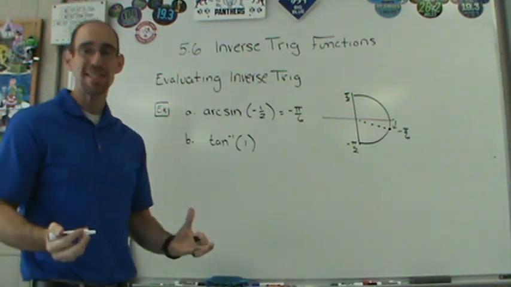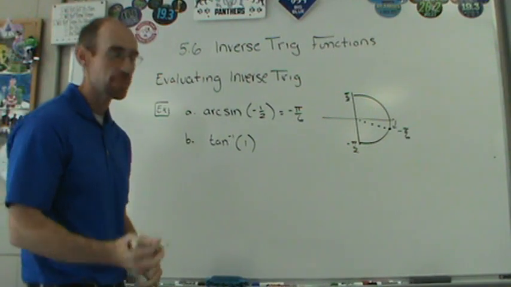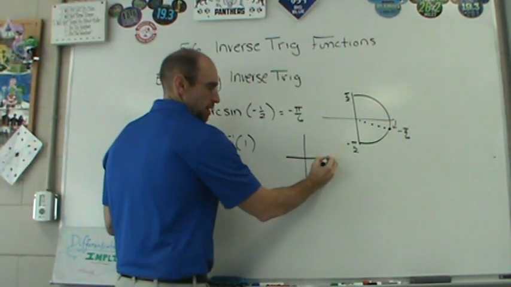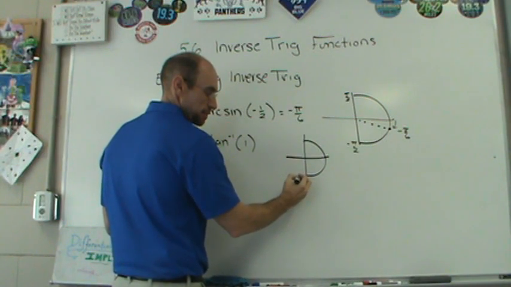So we need to know, where does tangent equal 1? Now this is a big one. This is one that you're going to see over and over again. And same thing, since inverse tangent has the same range as inverse sine, I would usually end up doing something like this.